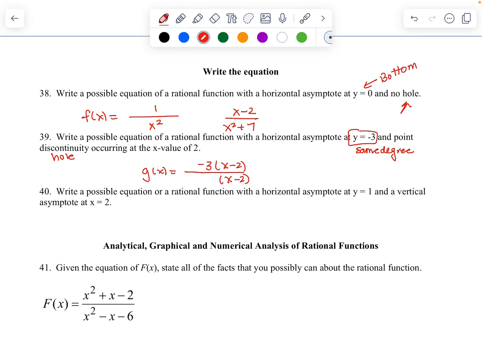I got it. Write a possible equation of a rational function with a horizontal asymptote. So here we are again, same degree, and a vertical asymptote at x equals 2. So since it has to be the same degree, and I have to have a horizontal asymptote, I know I have to have an x minus 2 in the bottom. How about just putting an x plus 9 on top? Whatever you want to do, right? It doesn't tell me anything. I know I have same degree now. I know that I've made this y equals 1 work, and I know I have a vertical asymptote. So that's enough.